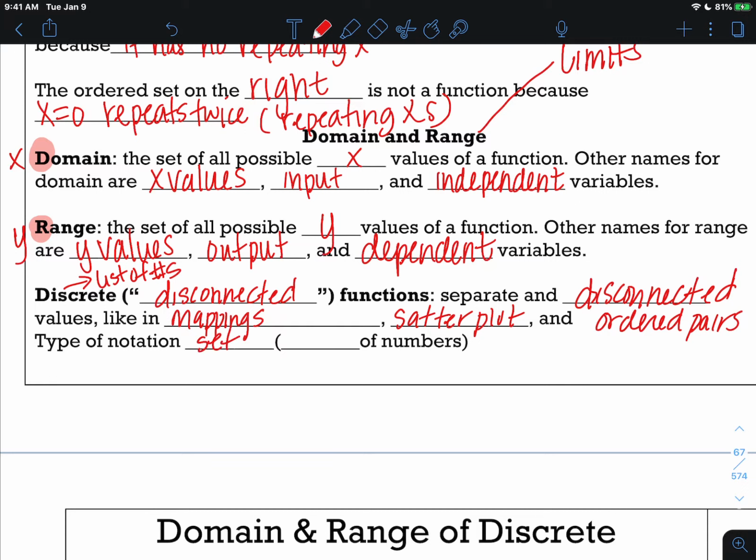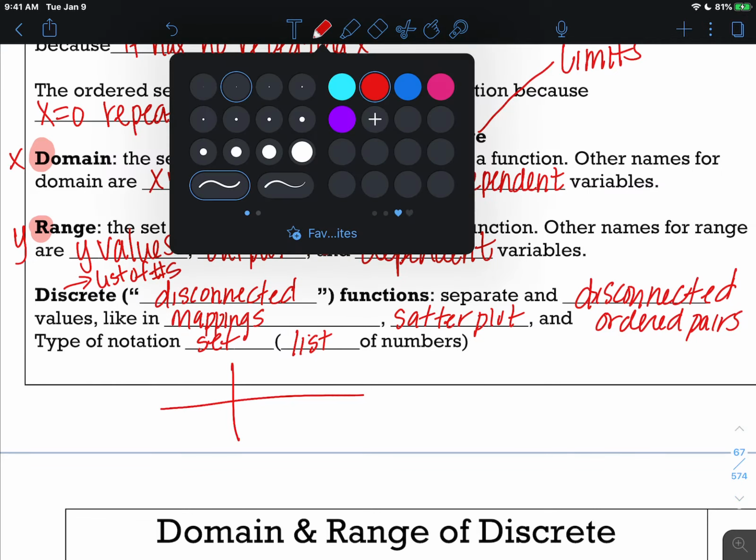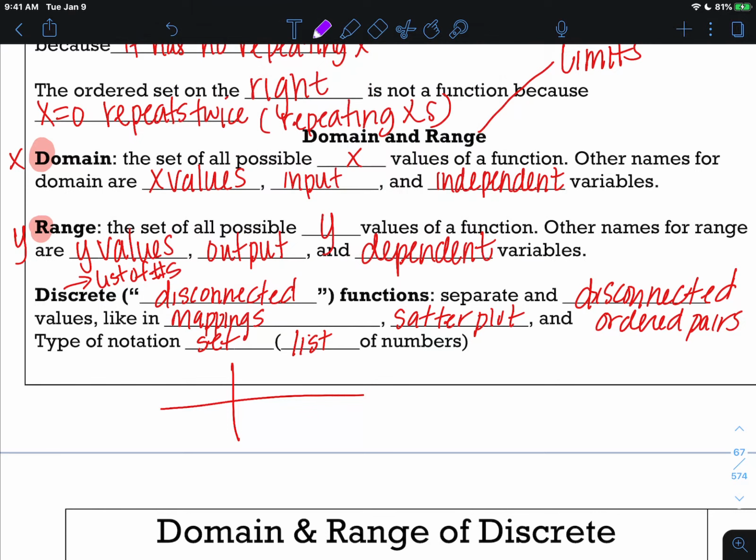And the type of notation we use for this is set notation, a list of numbers. So all these are is just a very specific list of values. These are not going to make graphs that continue where I could just hold my pencil down. So if I was trying to draw these on a graph, I'd have to go like this. They'd have to all be separated. That's discrete.